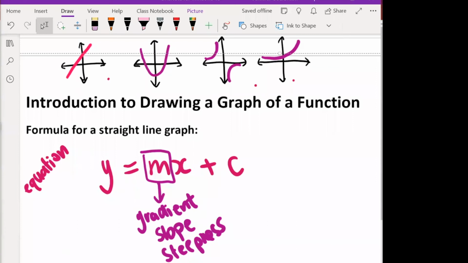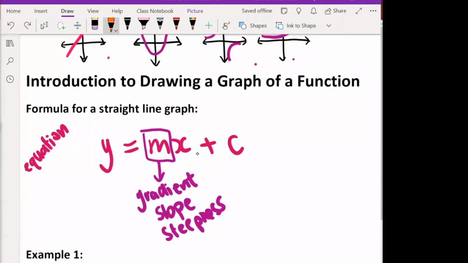Okay, so when we're looking at this, this is our equation of our straight line graph. So we have y equals mx plus c. And M is the gradient. A gradient tells us about our slope or the steepness of a graph. So if I have a graph that looks like this, that's a really steep graph, and if I have a graph that's like that, that's not as steep of a graph. Okay, we have gradient and we have steepness.